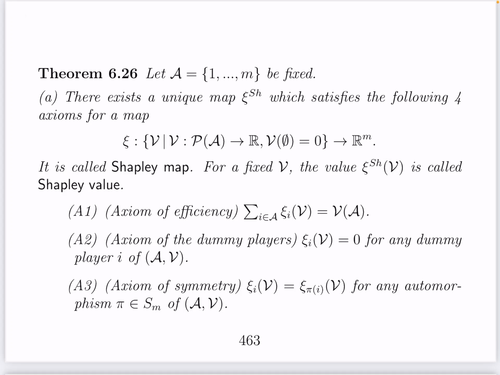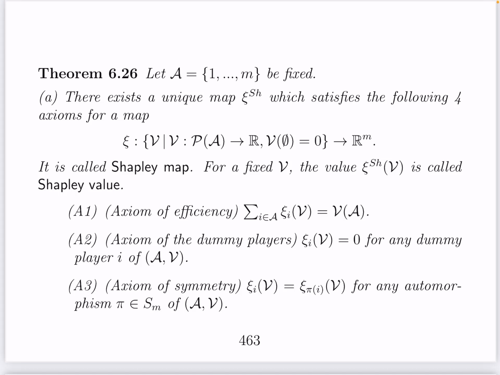The set of players 1 to m is fixed all the time. Part A says that there is a unique map from the set of all coalition valuations to the vector space R up to m, which satisfies a certain system of 4 axioms. Namely, axiom 1, the axiom of efficiency: the sum of the values of such a vector is equal to the valuation of the total set. Axiom 2, the axiom of the dummy player: in such a vector, the entry of a dummy player for a given coalition valuation is equal to 0.